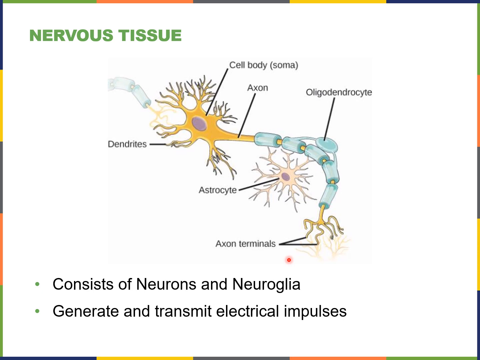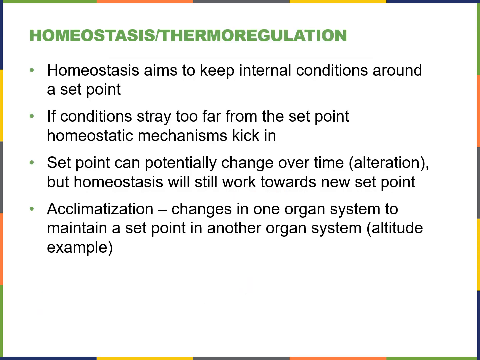Again, we'll get into more details on all of that later, but just know that nervous tissue has neurons and neuroglia for now. Getting into homeostasis and thermoregulation, I'm sure you've heard a little bit about homeostasis before, but basically our bodies, all organisms really, but we're talking more specifically about humans, have certain internal conditions that have a set point, right? Our pH, our temperature, things like that, that we really can't operate out of a really far range.